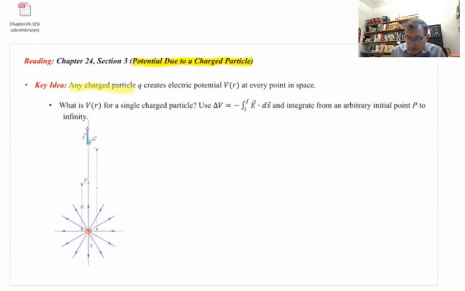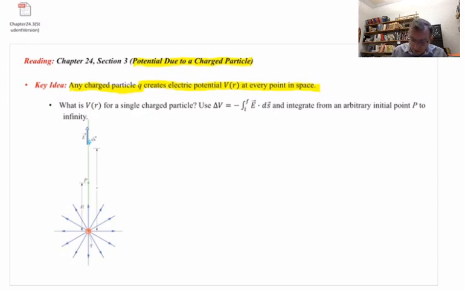Any charged particle Q creates electric potential V of R at every point in space. It's a field. It's a potential field, which is a scalar. Electric potential is a scalar. Now, this same charge creates electric field at every point in space, a vector field. Now we have a scalar field, electric potential, as well. And when we write V of R, we're saying the electric potential at a point that is a distance R from the charge.